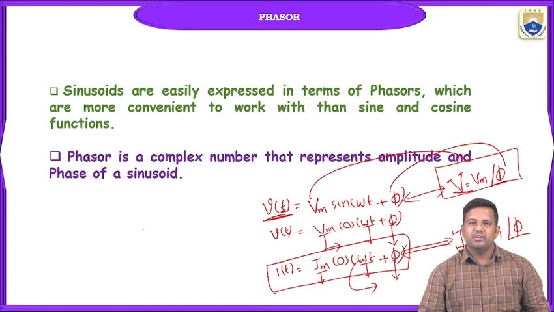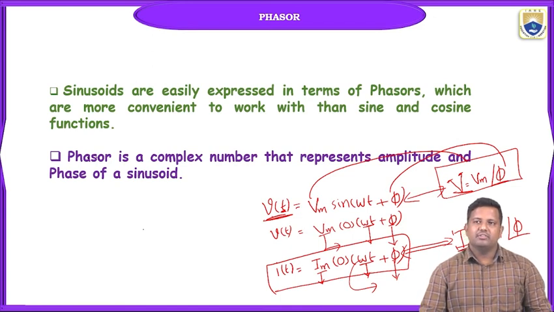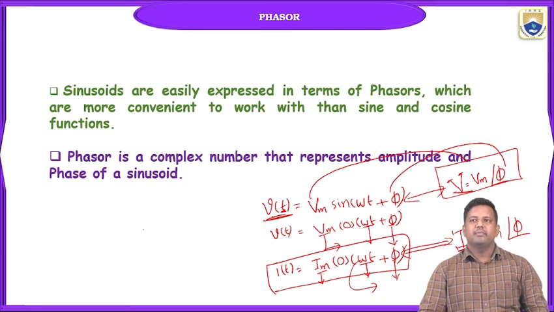That is the reason once you convert these time domain signals into their equivalent phasor domain signals, the analysis is very simple, and we can very easily do circuit analysis as far as a linear circuit is concerned.